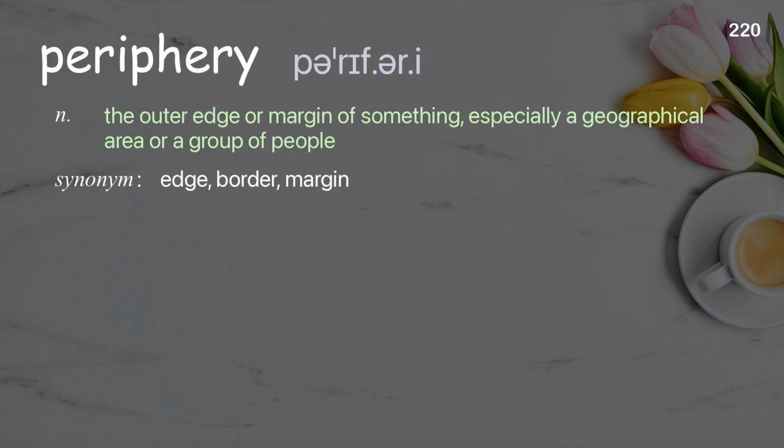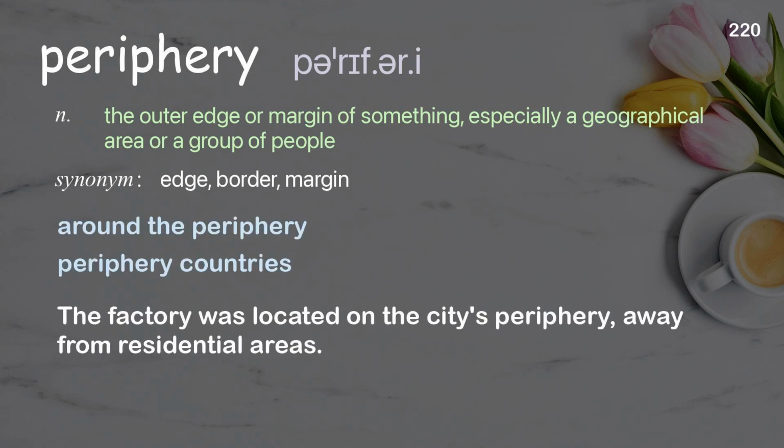Periphery. The outer edge or margin of something, especially a geographical area or a group of people. Examples: Around the periphery. Periphery countries. The factory was located on the city's periphery, away from residential areas.